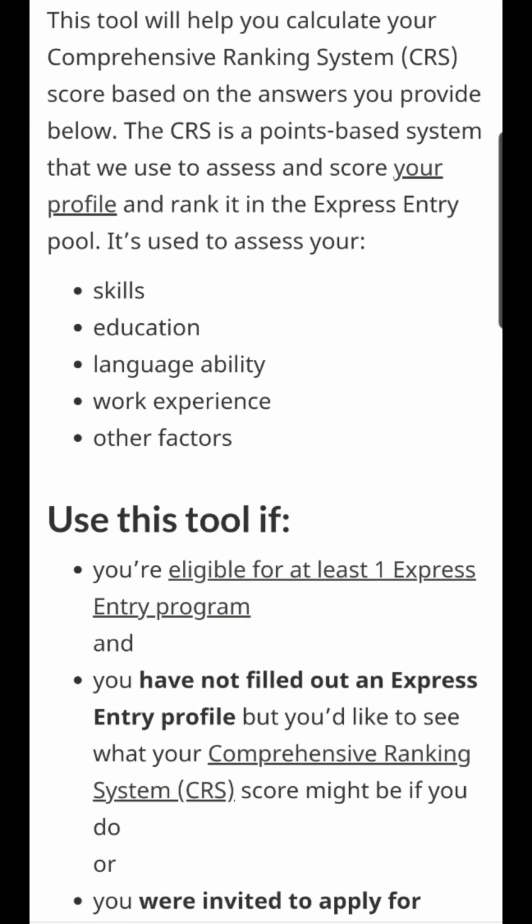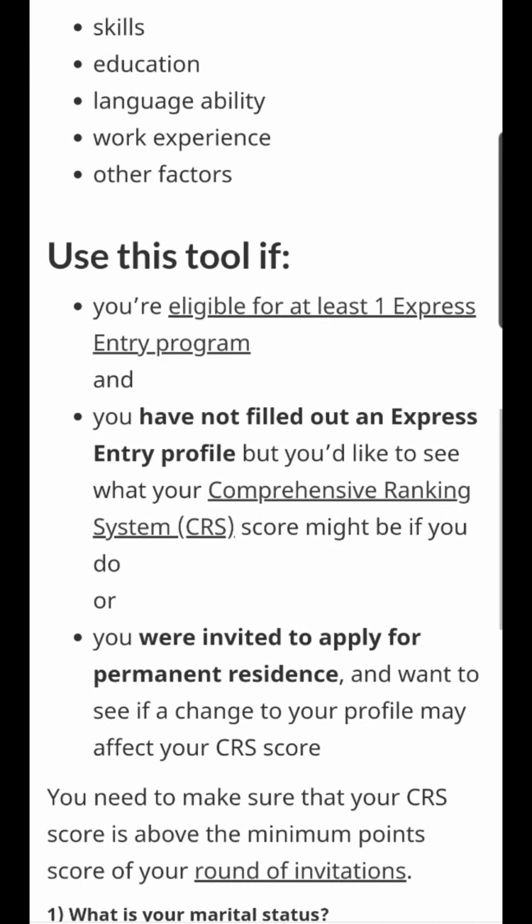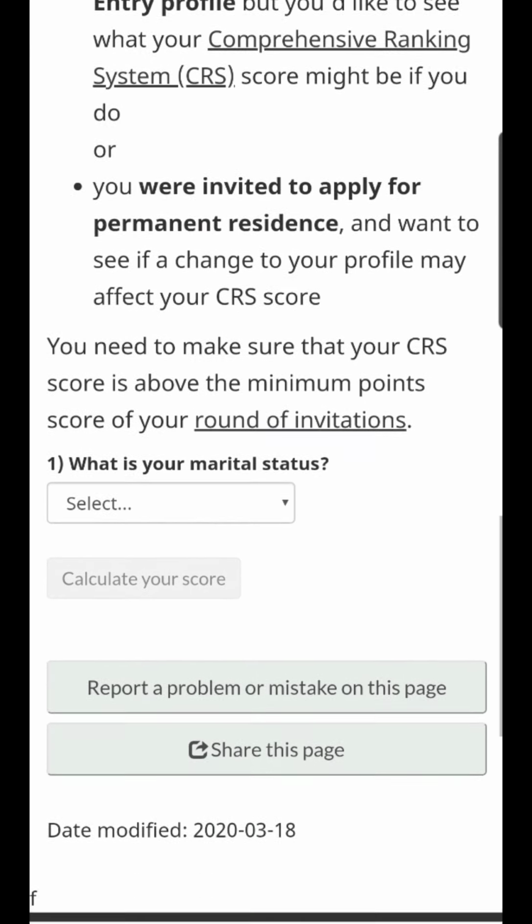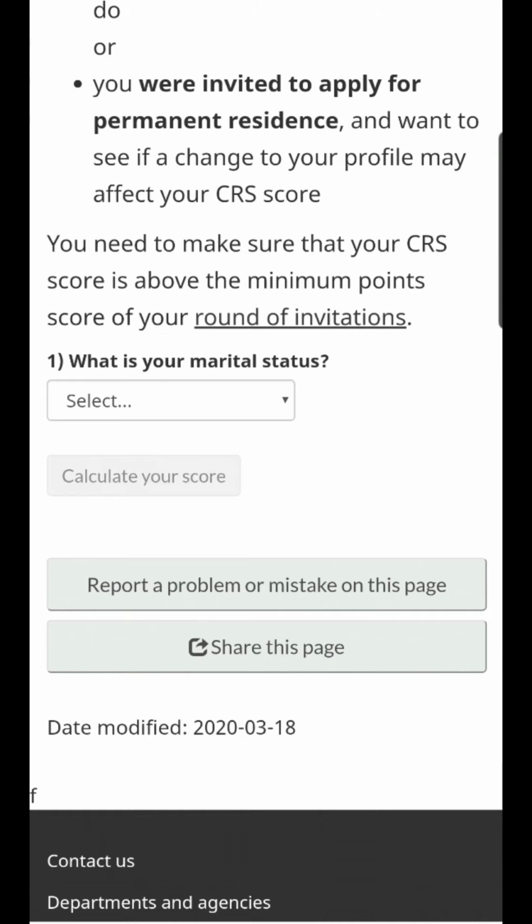Actually, the CRS is a point-based system that we use to assess and score your profile and rank it in the Express Entry Pool. It is used to assess your skills, education, language ability, work experience, and other factors. There are many questions on the CRS tool. If you answer the questions one by one, at the end of the tool, you can get your score.